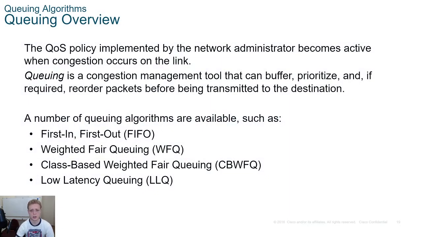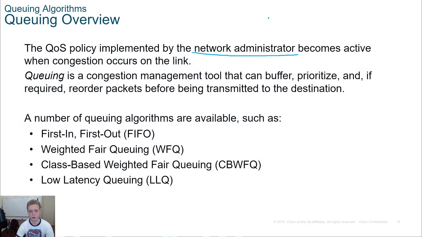So really, it's going to be something that we're going to do as admins or engineers. We're going to configure this so when congestion occurs, not if, when congestion occurs, we're going to be able to prioritize what's important. So queuing, we're going to put everything into a buffer, a line, and it can wait if we don't have enough bandwidth on that link. If required, we're going to reorder packets before being transmitted to the destination.